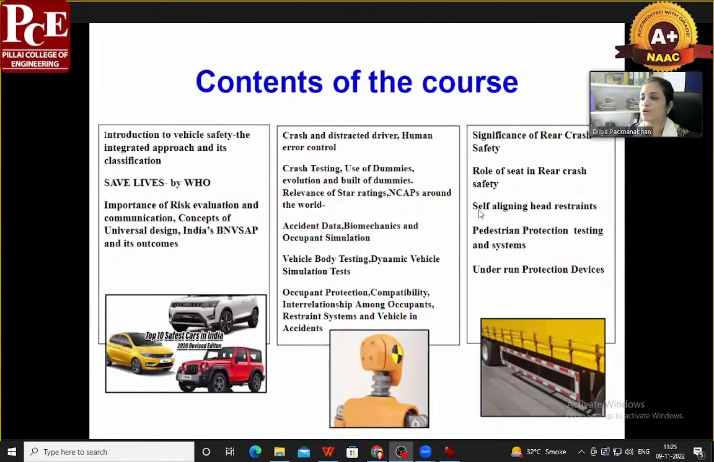And again, when we're talking about safety, there are different aspects. Safe for the driver, safe for the front passenger, safe for the side passenger, or safety in the context of a child occupant sitting in a car. So there are different aspects of safety which are evaluated during the crash test, which we'll be looking into.